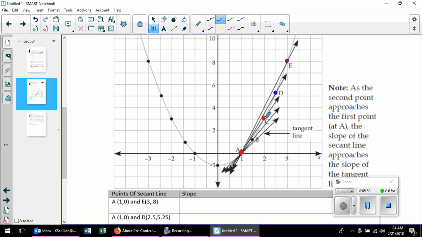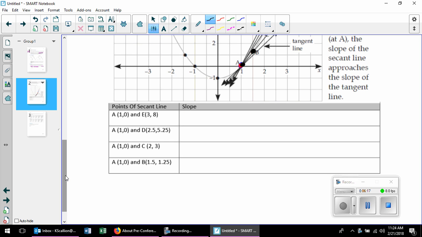You guys have done this with limits, right? Isn't it that very first thing we did with the table? We keep getting closer and closer and closer, and we can estimate what the limits are. Same sort of thing here. So our last one would be A and B. So as they get closer and closer together, you're getting more accurate information. So let's do some math. See how good you are at your slopes.